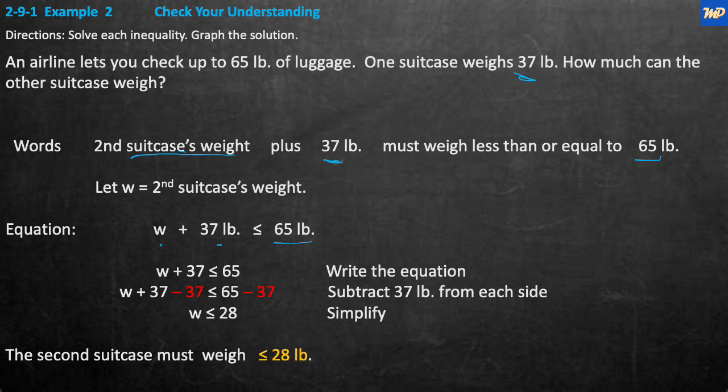So in order to do that, we have to move the positive 37 by adding a negative 37. We add the negative 37 to each side. We have it right here. W plus negative 37 is less than or equal to 65 minus 37. And when we simplify, the 37s with the W disappear. The 65 minus 37 becomes 28. And so W is less than or equal to 28 pounds.